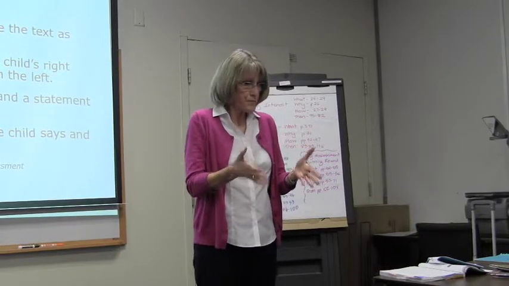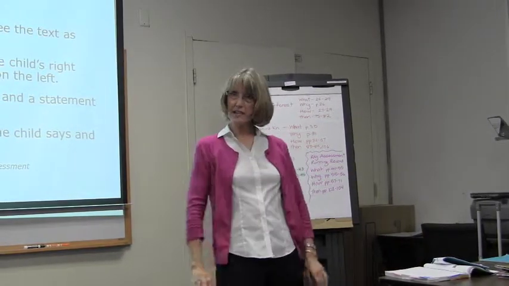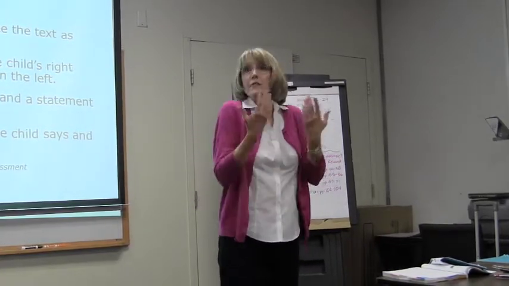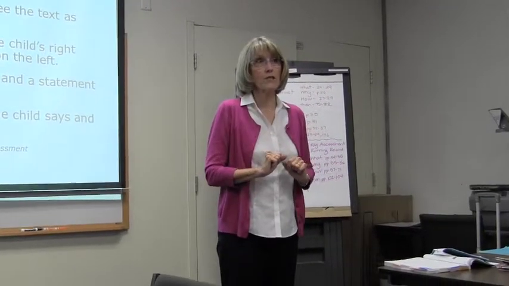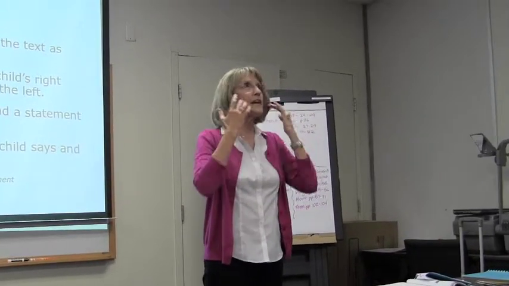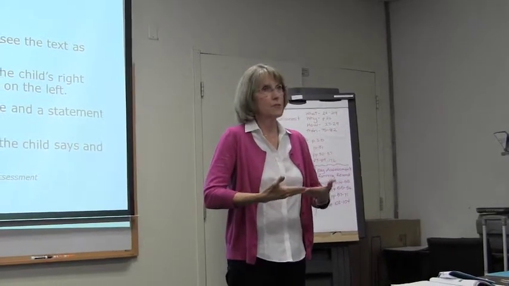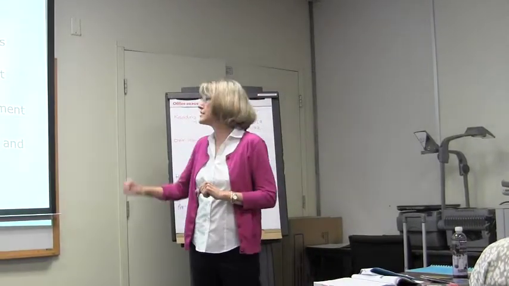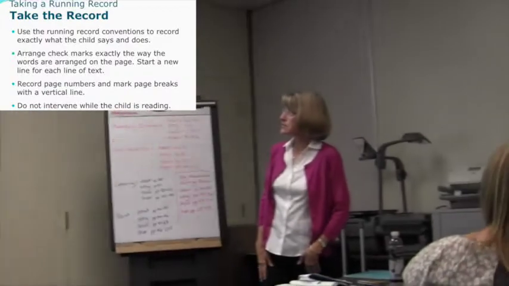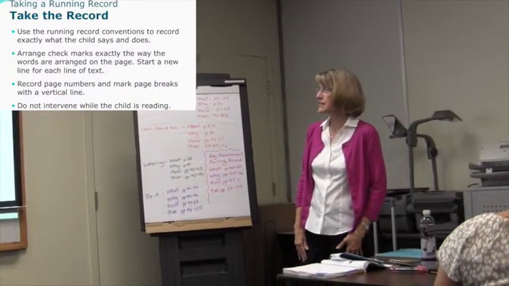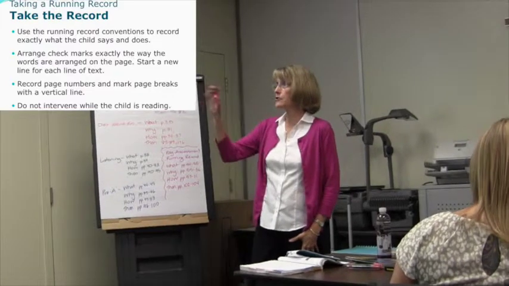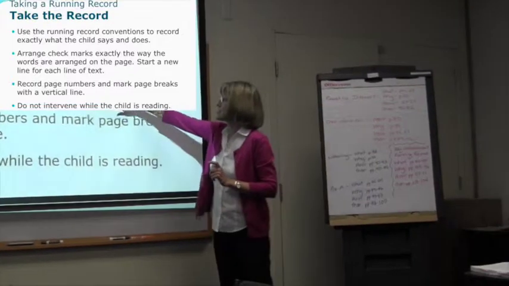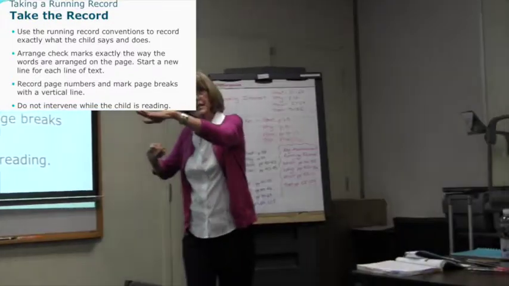And then you have the kids who, when they read, are slouched down and their hands are under the table and they're just looking at it like this. They need instruction that says, let's sit up like a reader. Your hands are on the book. So you can learn a lot about how they feel about themselves as a reader by their behaviors. And then you're also recording what they say as they're reading. So we're going to talk about running record conventions, and you use those to record exactly what the child says and does. We'll talk about arranging the check marks on the page. When you're making your checks, they're arranged just the way the text is. So every time the text comes down to a new line, so do you.